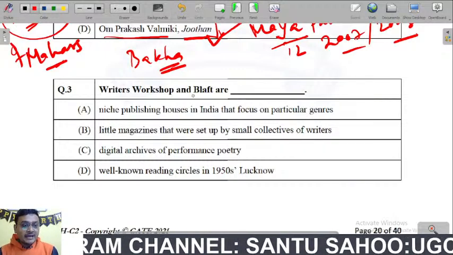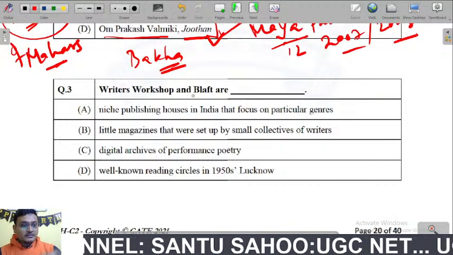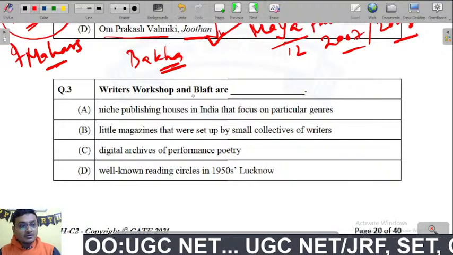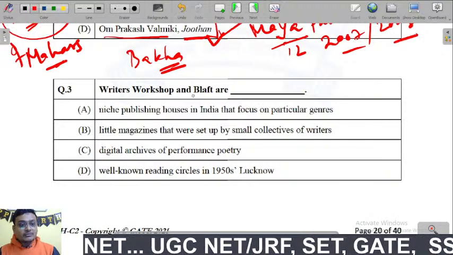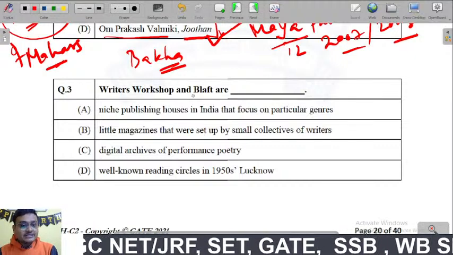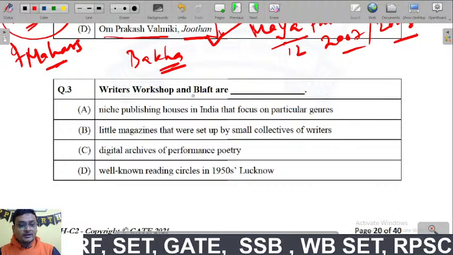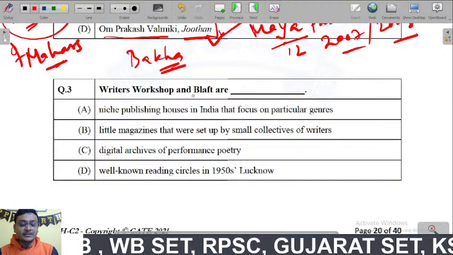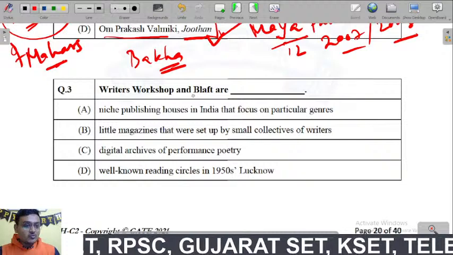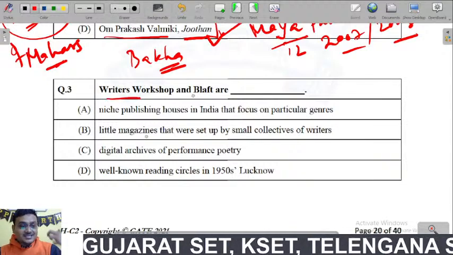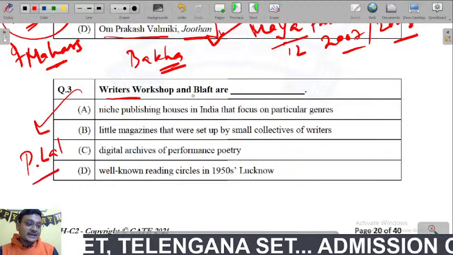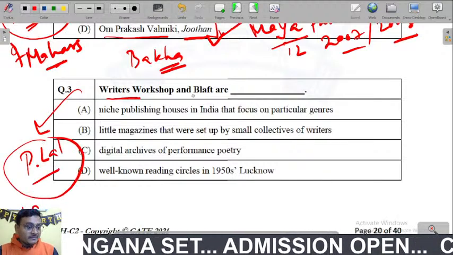Writers' Workshop and Blatt are niche publishing houses in India that focus on particular genres, little magazines that were set up by small collective of writers, digital archives of performance poetry, well-known reading circles in 1950s Lucknow. So Writers' Workshop, you all know, that was established by Purushottam Lal, that is in Calcutta, in the year 1958.